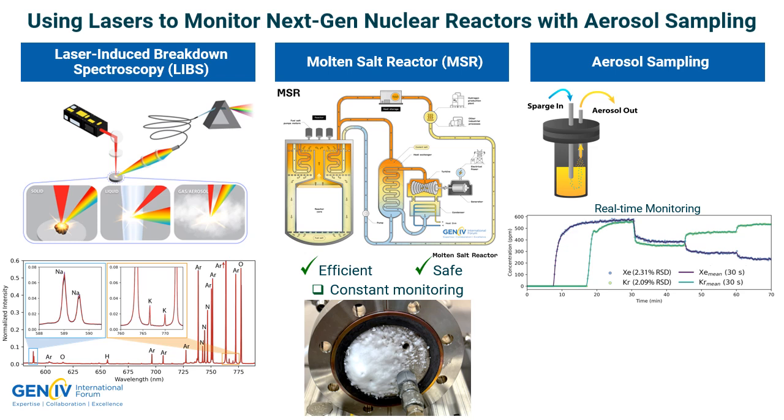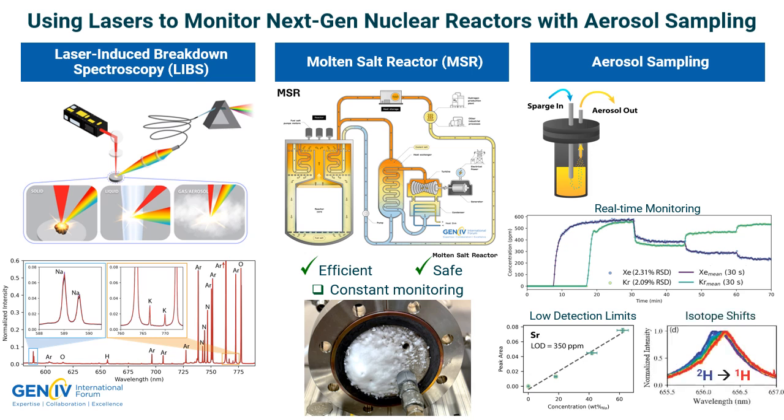LIBS can quickly detect small changes in concentration, with detection limits at the part per million level, and high-resolution instruments can measure isotope ratios. The choice of gas and flow rate are very important, and an advantage of sparging is that it performs best at low flow rates, requiring less material and producing less waste. Techniques like this will help bring about the next generation of nuclear energy.